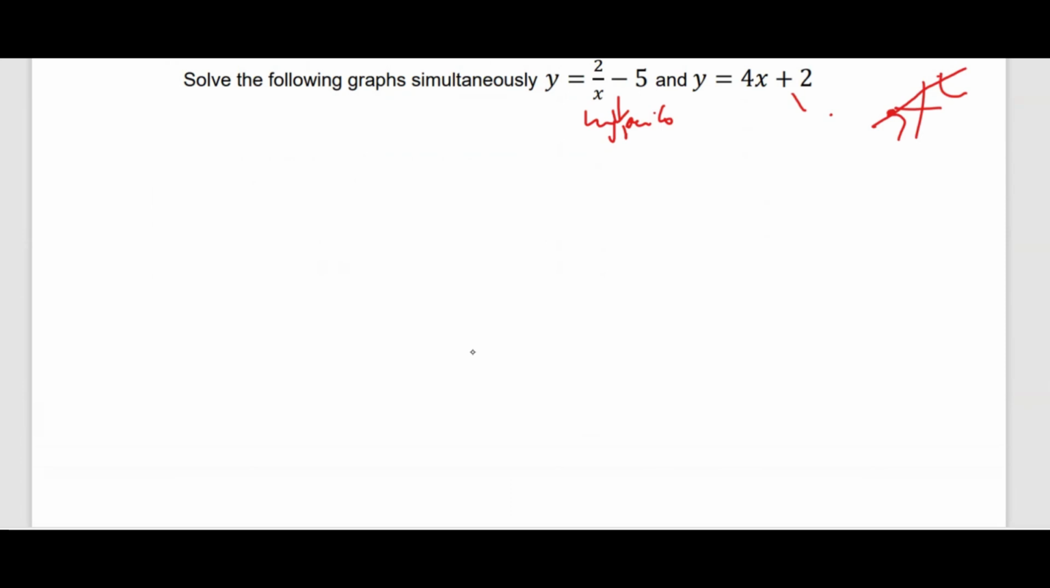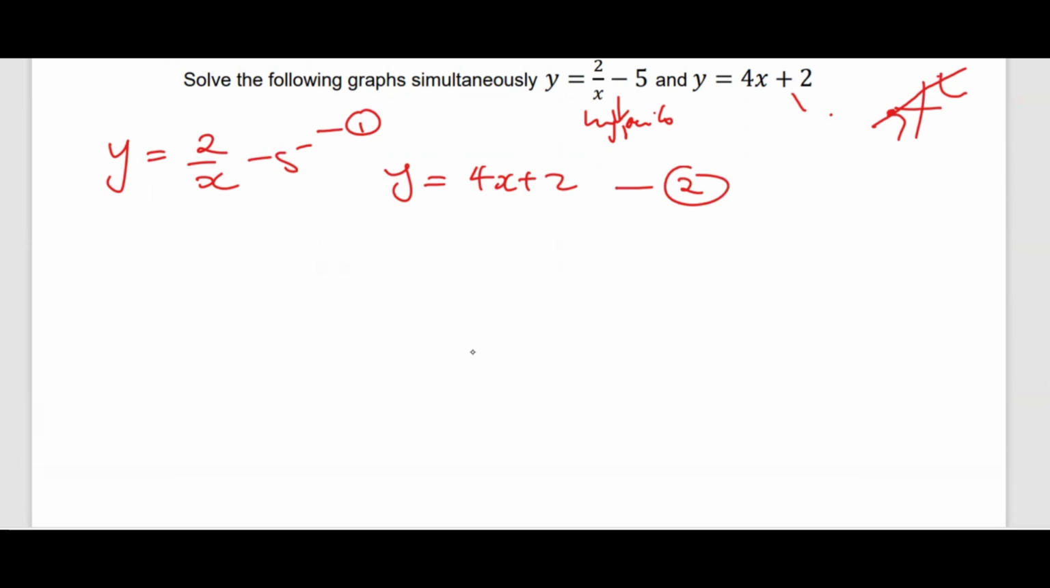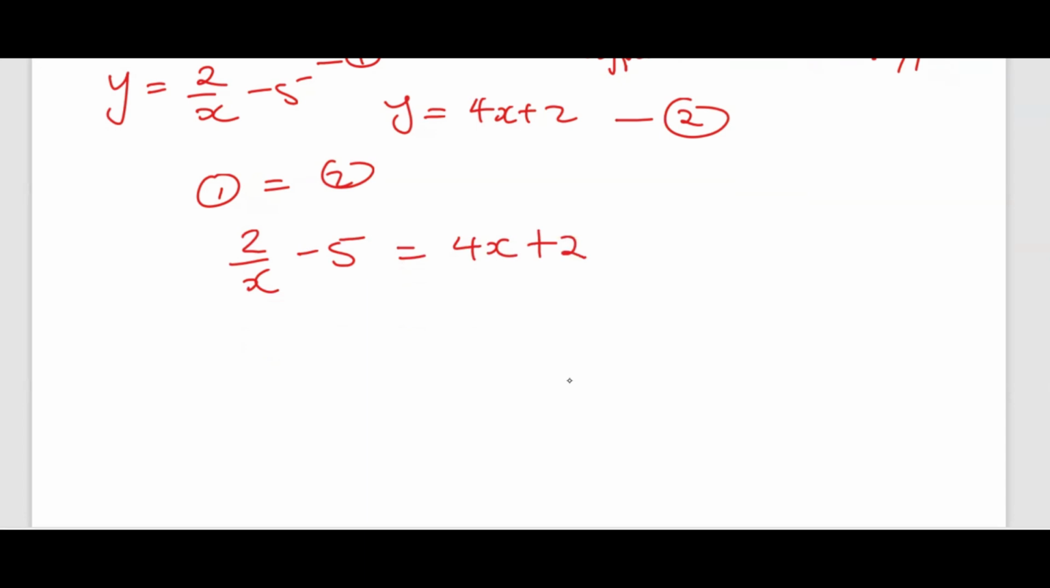Good enough or fun enough is that everything is going to be straightforward here because equation 1 and equation 2 are in terms of y. So which means you're just going to get equation 1 equated to equation 2. So 2 over x minus 5 is the same as 4x plus 2. Then what we do next is to eliminate the denominator. So you're going to multiply through by x, and this x cancels that. So 2 minus 5x is equal to 4x squared plus 2x.